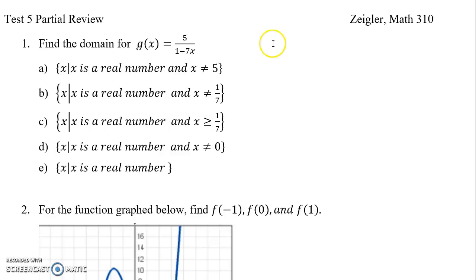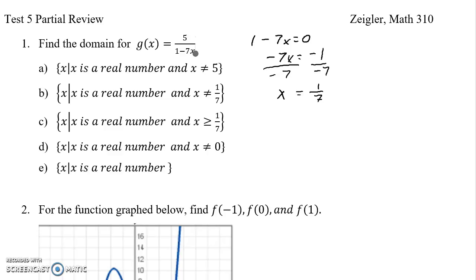So, let's set the denominator equal to 0 so that we can find that value. For the denominator, 1 minus 7x equals 0. We solve this equation. We subtract 1 from both sides, and then we divide both sides by negative 7, and that gets the x by itself. And negative 1 over negative 7 equals 1/7.